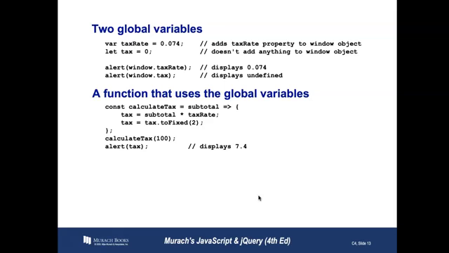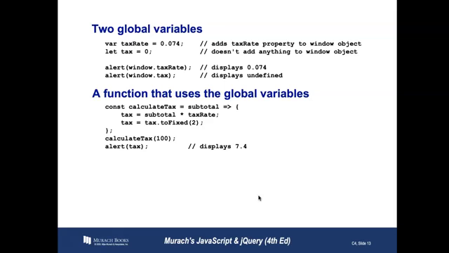Because let is not part of the window object, it will release the memory of that variable after whatever construct it's working with finishes. So if I use let in a loop or a condition, after that condition or loop finishes, the memory is released because nothing is in the window object. It's in the variable itself. So if we alert window.taxRate, tax rate would have a value. If we alert window.tax, it would be undefined because it's using the keyword let.